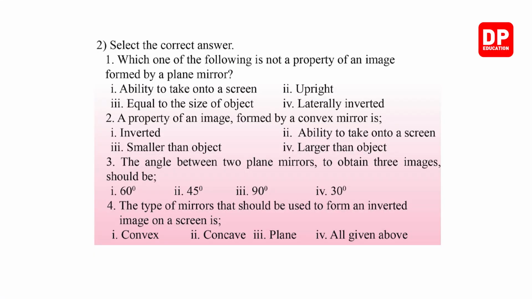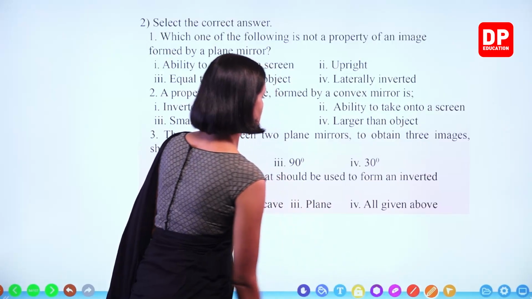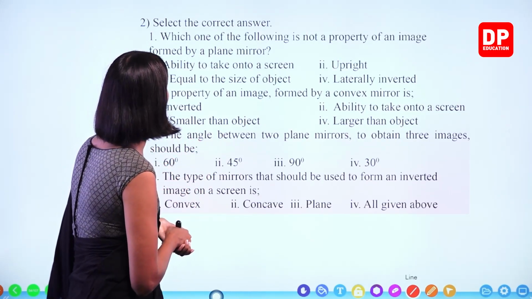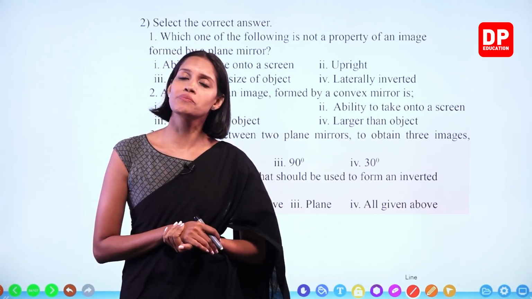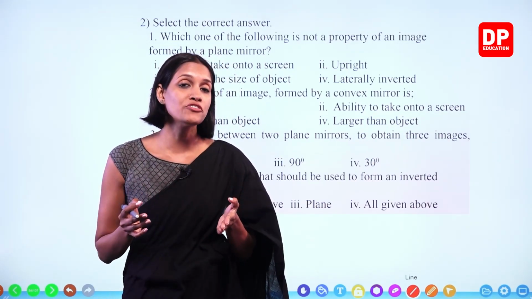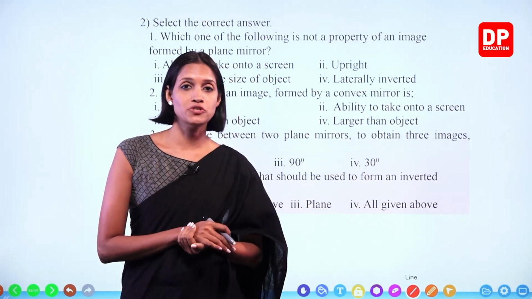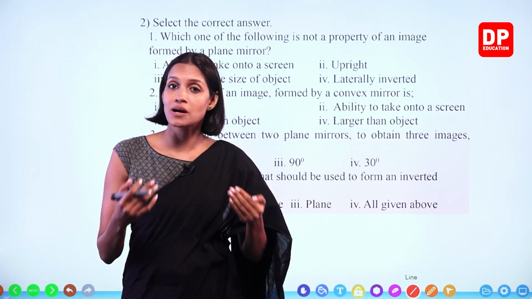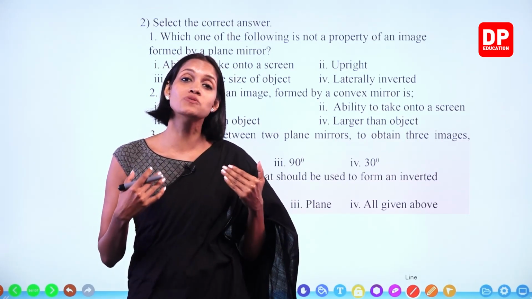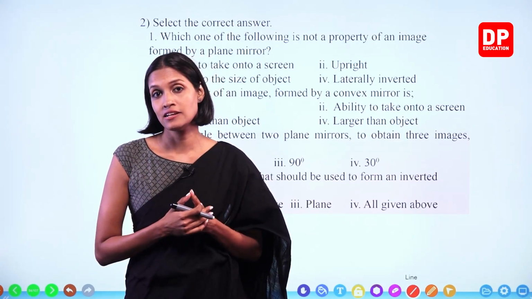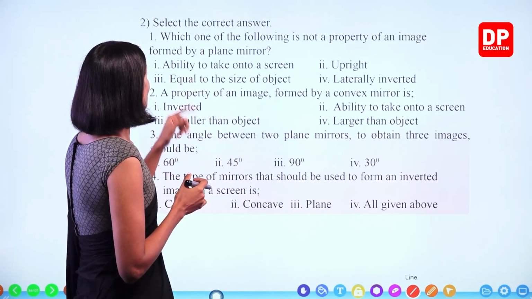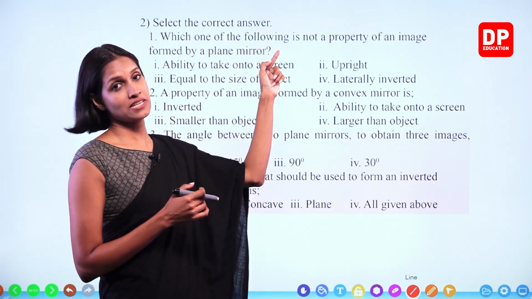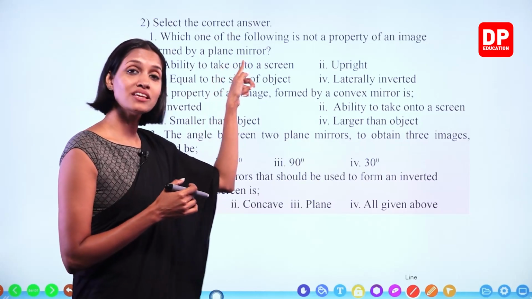Okay, next one. Select the correct answer. Let's read. Which one of the following is not a property of an image formed by a plane mirror? What are the properties of images formed by plane mirrors? The size of the image is equal to the size of the object, right? Image distance is equal to the object distance, and they are always upright, they are always virtual, which means we cannot take them onto a screen, right children? Let's see. Ability to take onto a screen. Now here it asks, which one of the following is not a property, right? Can we take the image onto a screen?